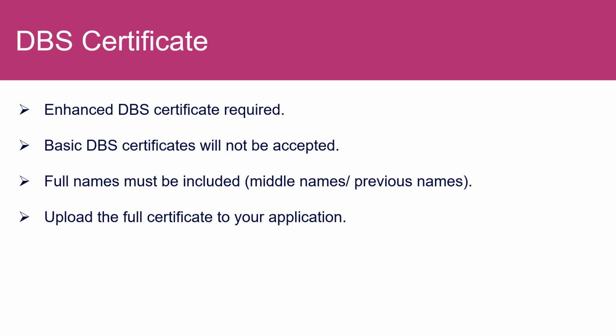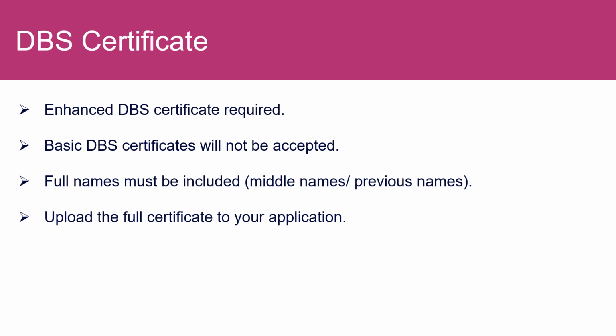I'm now going to discuss the requirements of a DBS certificate. So you will need to provide a full enhanced DBS certificate, and a basic DBS certificate will not be accepted. Your DBS certificate must include your full name, meaning any middle names and names that you've previously been known by must be included on the certificate. For example, if you have a maiden name or if you change your name by deed poll, these must be included. Please also ensure that you do not have any nicknames or shortened names on the certificate. If a name has been missed or spelled incorrectly, then your DBS certificate will not be accepted and you will be required to order a new certificate.